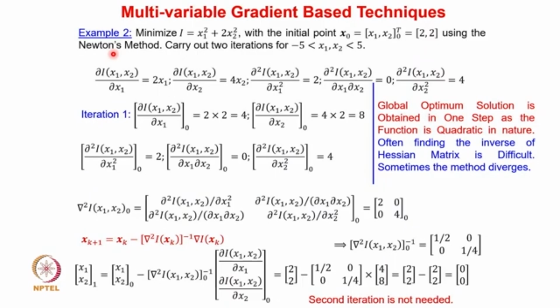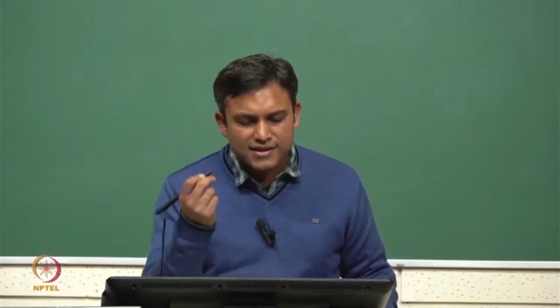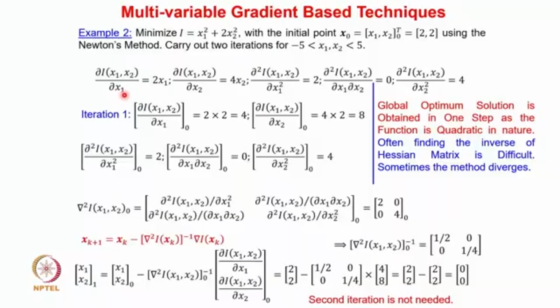Now let us solve the same problem by using Newton's method. So in Newton's method, remember, we require a gradient matrix as well as a Hessian matrix. So the gradient can be obtained as dou by dou x1, dou by dou x2, isn't it? And the components of the Hessian matrix will be what? Dou square I by dou x1 square, dou square I by dou x1 dou x2, and the last component is going to be dou square I by dou x2 square.